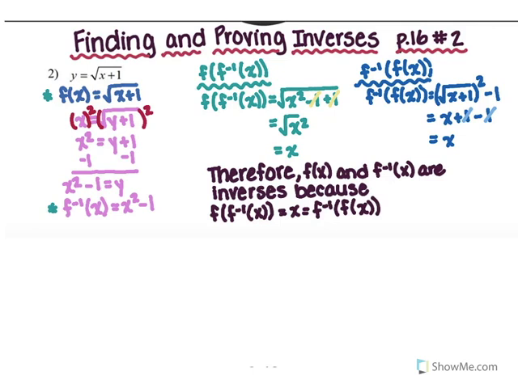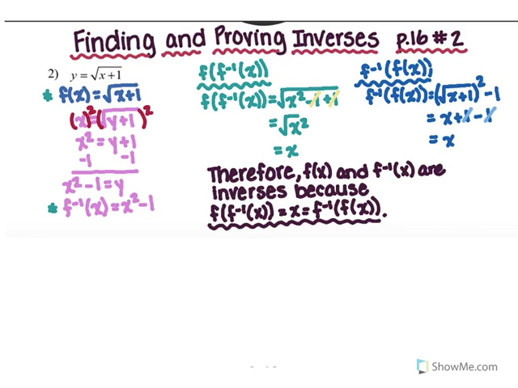Some people like to put the x at the end. It does not make a difference. I mean, I guess you could even write them separately and say that each one is equal to x, but I like to write it like this, and I stick the x in the middle, just showing that they both equaled x. Okay, so that's your proof.